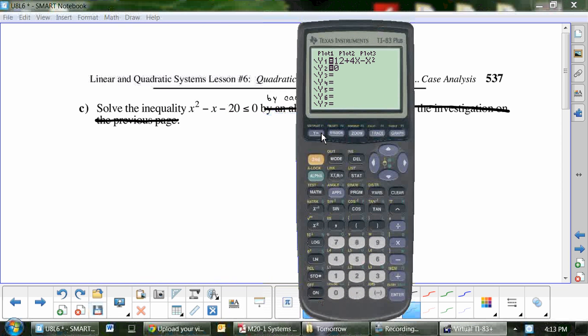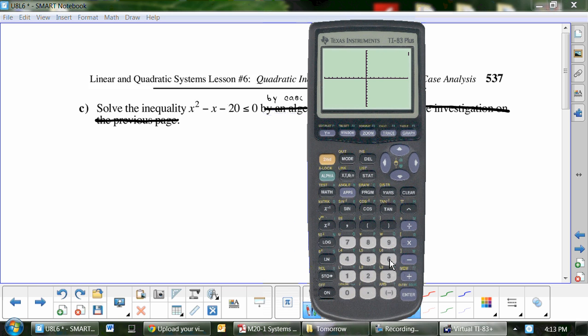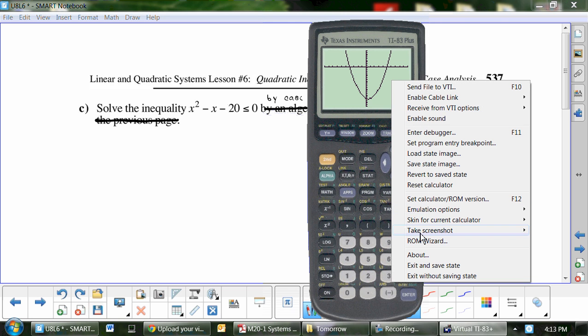Okay, so we go x squared minus x minus 20. Graph it. We'll get with our standard windows. And we know our y-intercept is negative 20 from this here. So I'm going to make my windows negative 25. There we go. And you want to draw a picture of this in your notes.